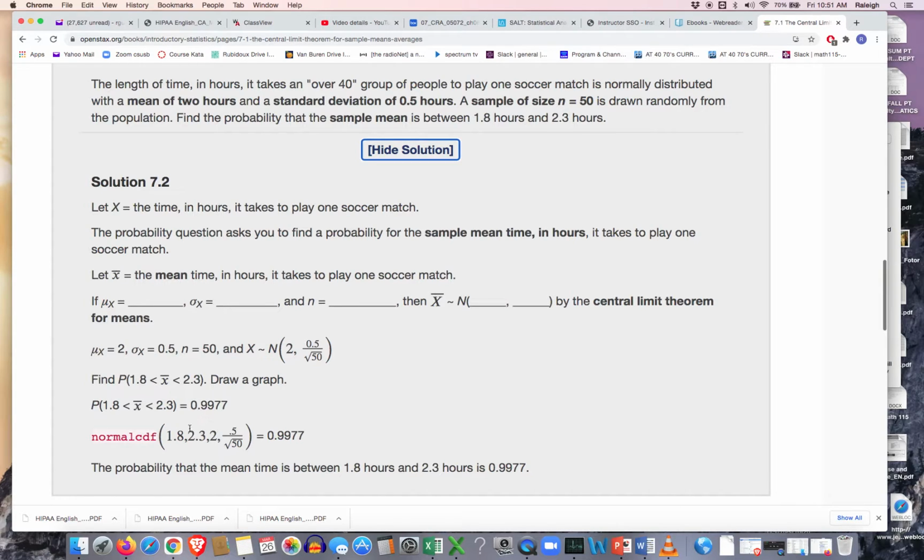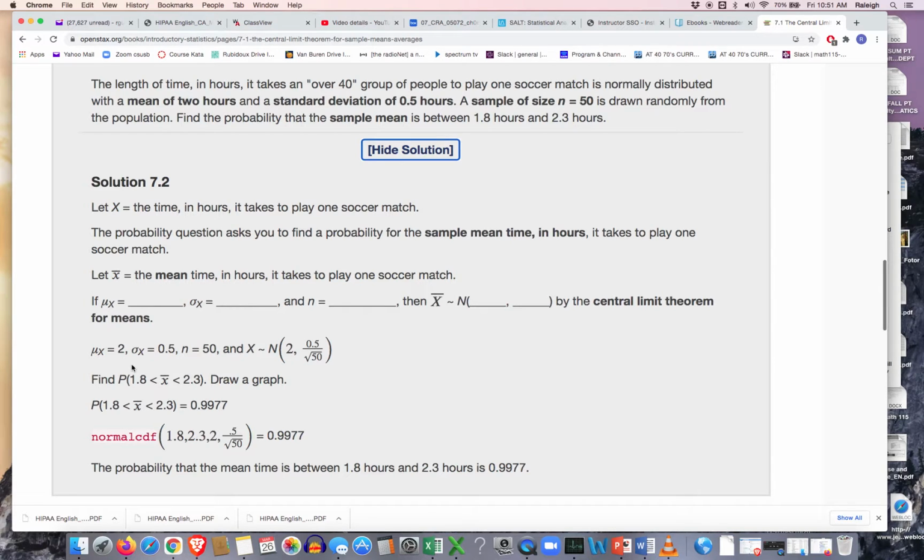And the CDF, normal CDF, will give that to you directly. Or you can convert to Z if you have no other option. And if you do, you will find that the first Z would be 1.8 data value minus 2 the mean. Divide by your 0.0707. That z-score is negative 2.83. It's barely on the table. The high side z-score is even worse because it's off by 3/10.